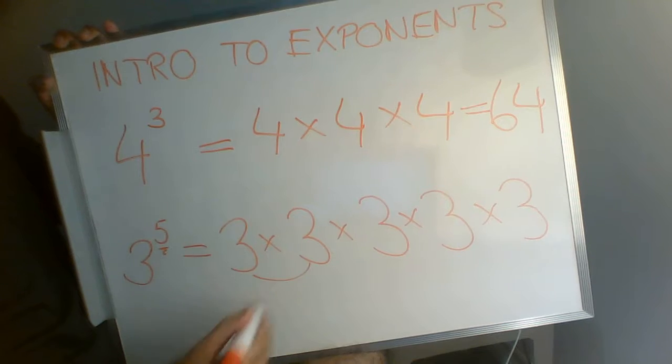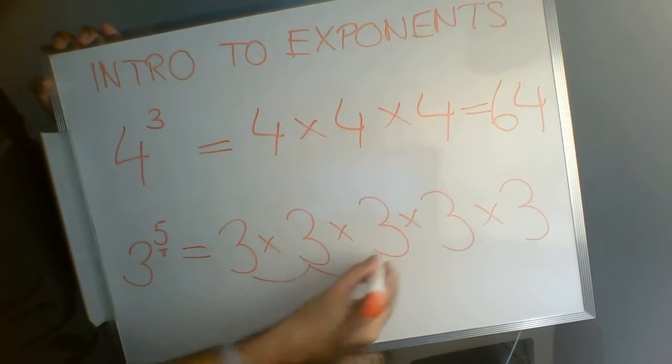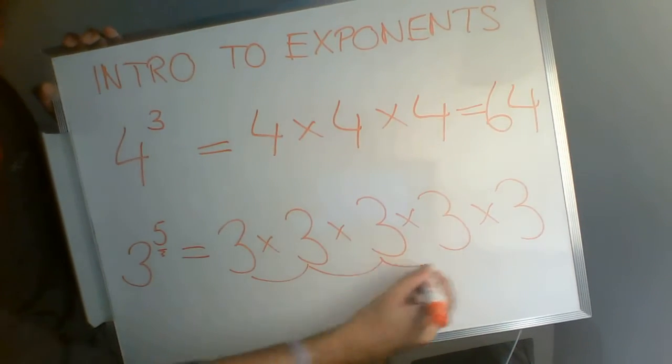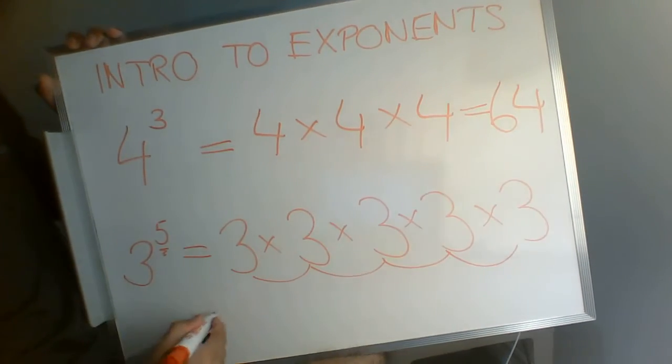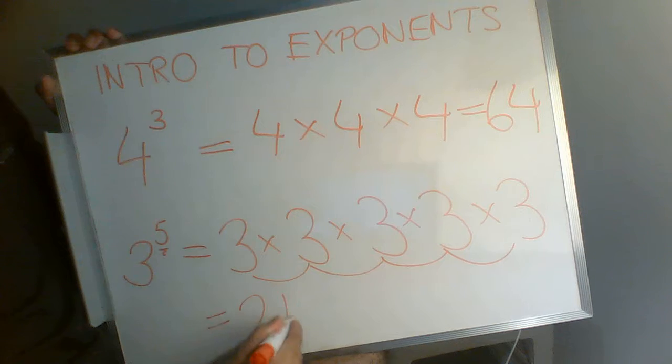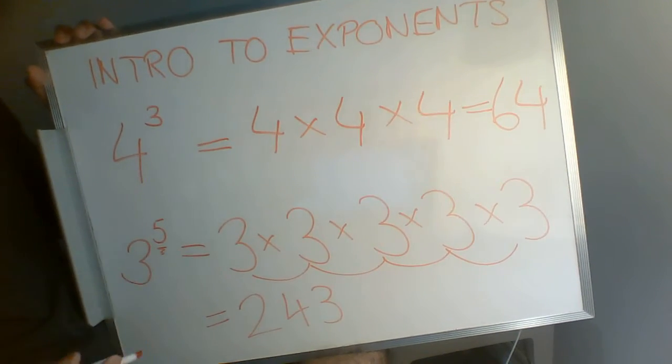So 3 times 3, that's 9. Times 3 is 27. Times 3 is 81. Times 3 is 243.